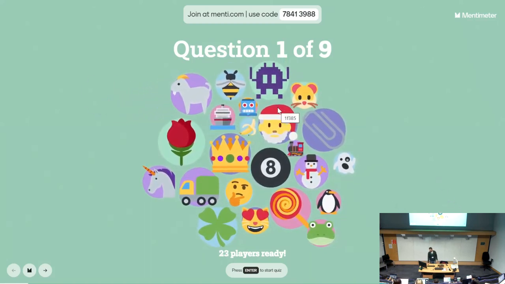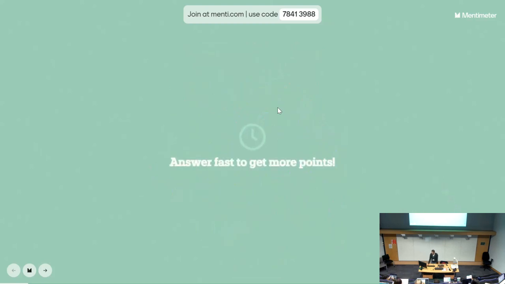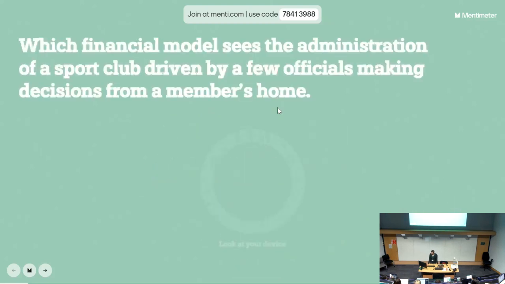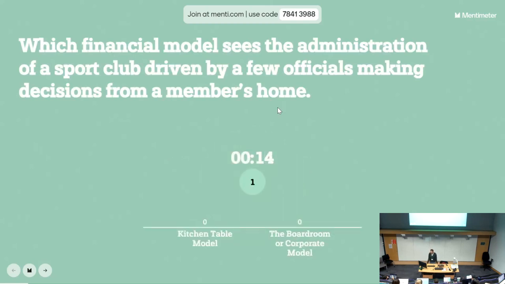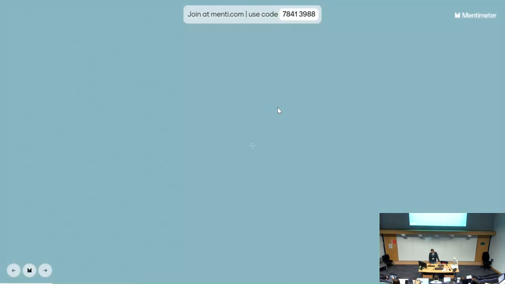Okay, so I'm going to quiz you on what we've spoken about there. You get more points the faster you answer. So, which financial model sees the administration of a sports club driven by a few officials making decisions from a member's home? Okay, yep. So we've got the kitchen table model. Yep, good.